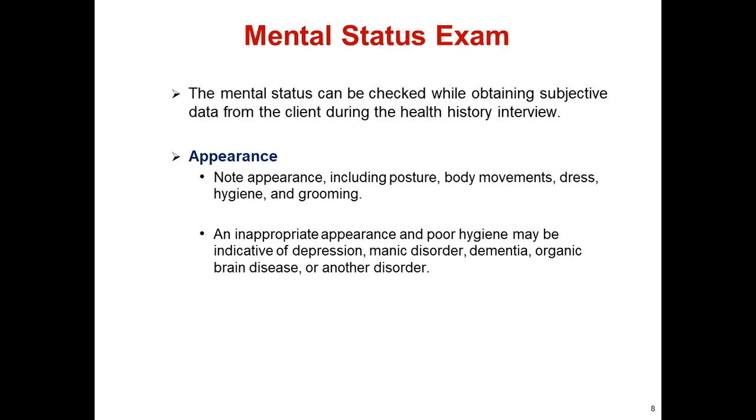So according to the history, we make the plan for intervention, particularly if our patient has a depressive or manic disorder, dementia, or organic brain disease. Always keep in mind, safety is the top priority. So we provide a safe environment. This is the priority.